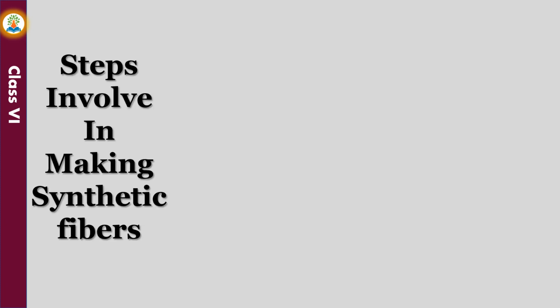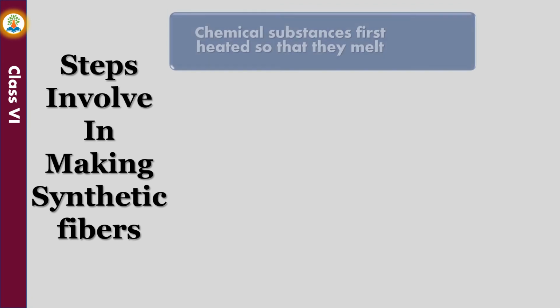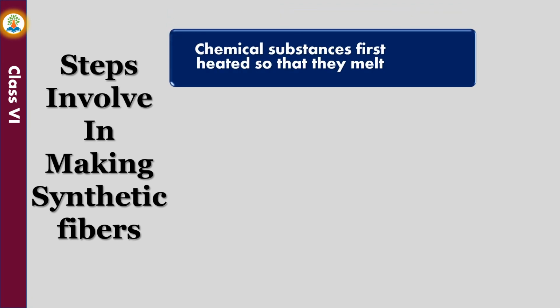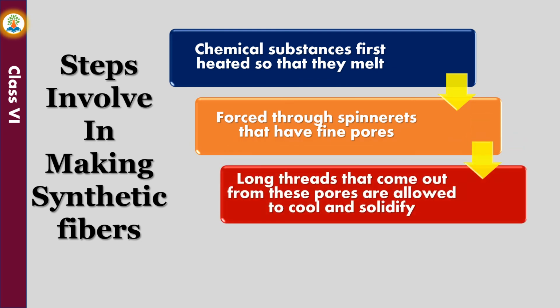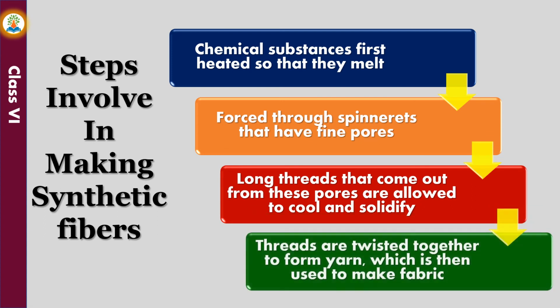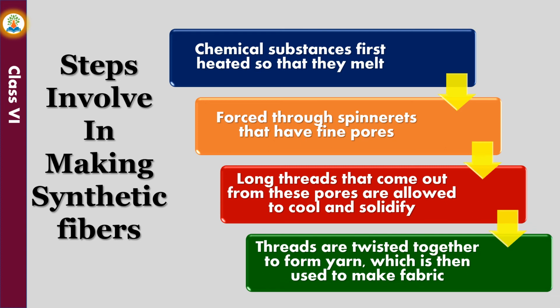Steps involved in making synthetic fibers. The chemical substances are first heated so that they melt. Then they are forced through spinnerets that have fine pores. The long threads that come out from these pores are allowed to cool and solidify. These threads are twisted together to form yarn, which is then used to make fabric.